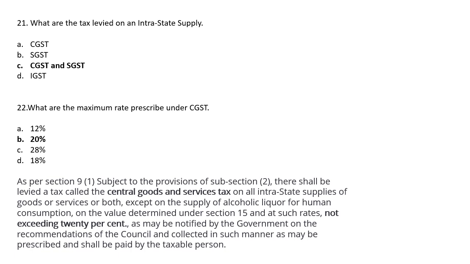As per Section 9, subsection 1, subject to the provision of subsection 2, there shall be levied a tax called the Central Goods and Services Tax on all intra-state supply of goods and services or both, except on the supply of alcoholic liquor for human consumption, on the value determined under Section 15 and at such rates not exceeding 20% as may be notified by the government on the recommendation of the Council, and collected in such a manner as may be prescribed and shall be paid by the taxable person. So here the correct answer is option B, 20%.